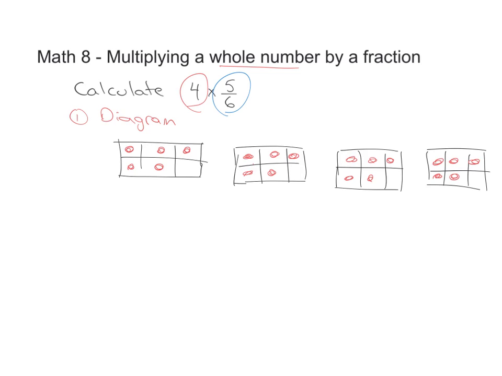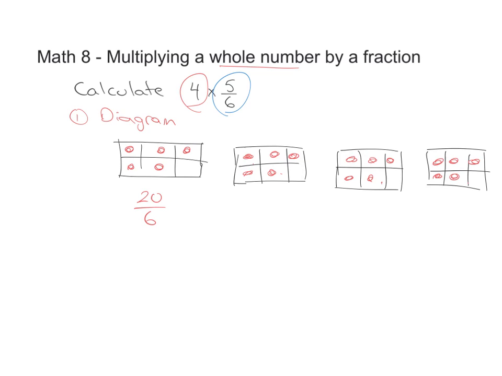Once you've actually set up the diagram, I think you'll find the answer is fairly straightforward. You just count up all the circles that you've got. So 5, 10, 15, 20. So we have 20 circles, so 20 is in our numerator. And remember, the denominator is always what a whole is divided up into. In this case, the whole is divided up into 6.